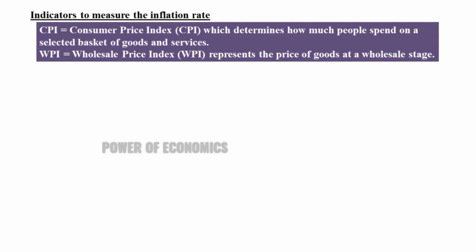There are two main indicators used to calculate the inflation rate. In India, CPI and WPI are the two main indicators used to calculate the inflation rate in the economy. CPI is the Consumer Price Index, which determines how much people spend on the selected basket of goods and services. WPI is the Wholesale Price Index, which represents the price of goods at a wholesale stage. Remember that Wholesale Price Index only represents the price of goods and not the services. Meanwhile, Consumer Price Index determines both the goods and services spent on a selected basket.